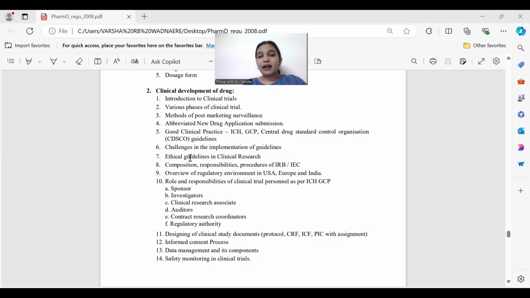Then ethical guidelines in clinical research. So what are the ethical committees, you'll be learning that also. Then what are the guidelines in clinical research, you'll be learning that also. Again, this question will be for 2 to 5 marks.